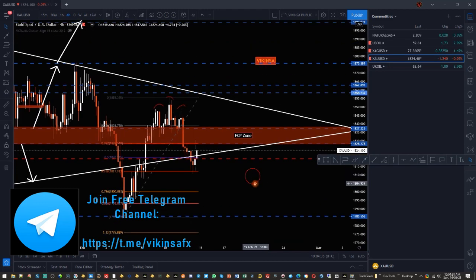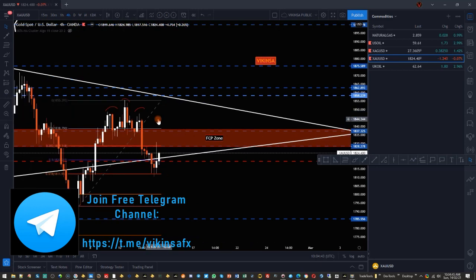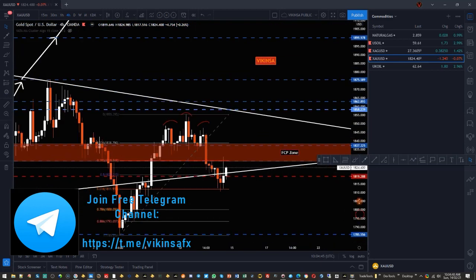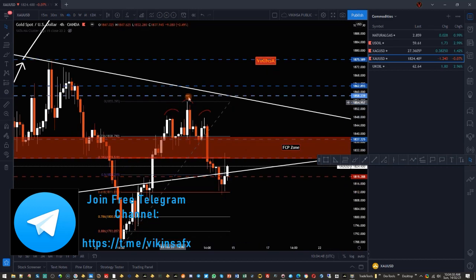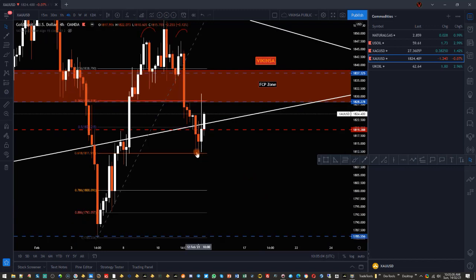Last week, the market made this move and created a fake breakout above this FCP zone. This is where I notified you that this was creating a potential head and shoulders pattern, which could push the price down, and that's what has happened. The market fell down and we were able to take a few short positions here, and then as a day trade we were able to take a long trade from this point all the way to about 1829. It was exactly like that.